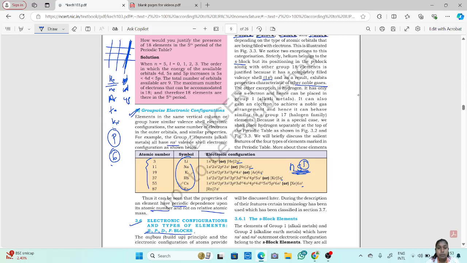Now the other exception is hydrogen. Okay, it only has one s electron and hence can be placed in group 1 alkali metals. Hydrogen only has 1s1, so it is placed in the alkali metals. It can also gain an electron to achieve the noble gas arrangement, and hence it can behave similar to group 17, that is halogen family elements. Because it is a special case, we shall place hydrogen separately at the top of the periodic table.